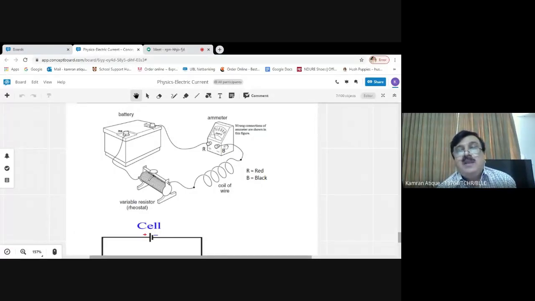Then another connecting wire is taken from the ammeter, and this connecting wire further advances to a resistor, to a variable resistor, to a rheostat. One by one, we are going to define all these terminologies later on in our syllabus. I'm going to define what a resistor is, then what a variable resistor is, then what a rheostat is.